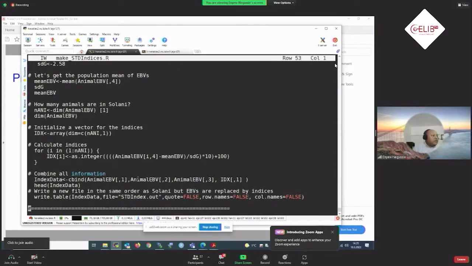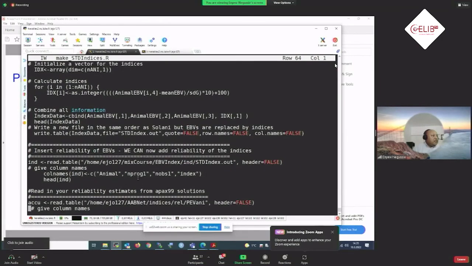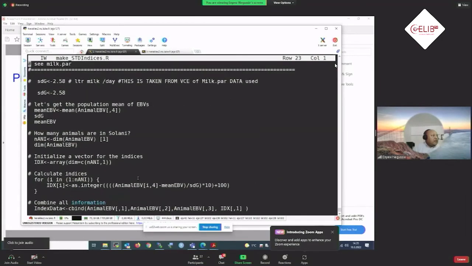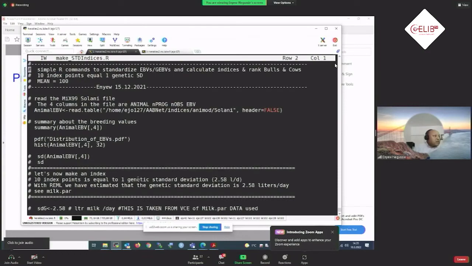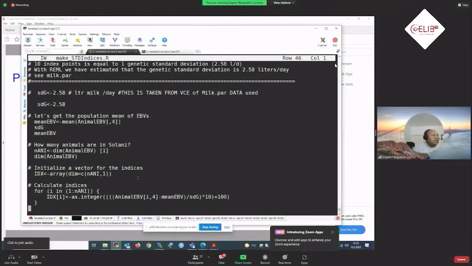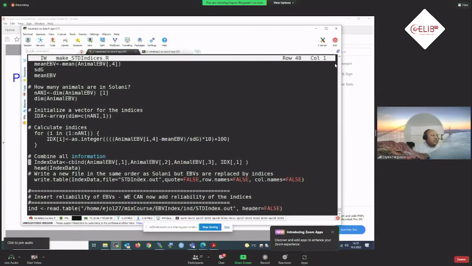It's all just combining information. I read my reliabilities. Where do I read my reliability? So I make my standardization first here, as you can see. This is the formula I just gave you: the breeding value of the animal minus the mean breeding value for all those animals, divided by the genetic standard deviation, times 10, plus 100. So this is exactly what I'm doing here.